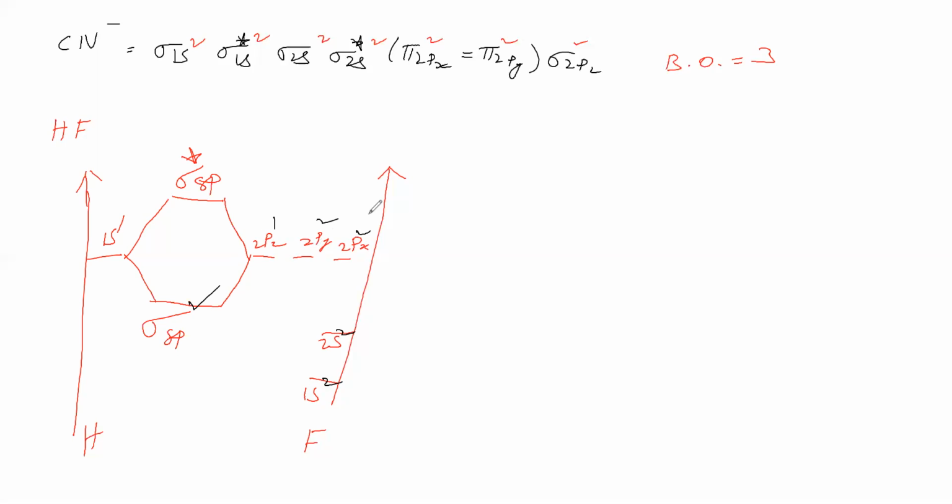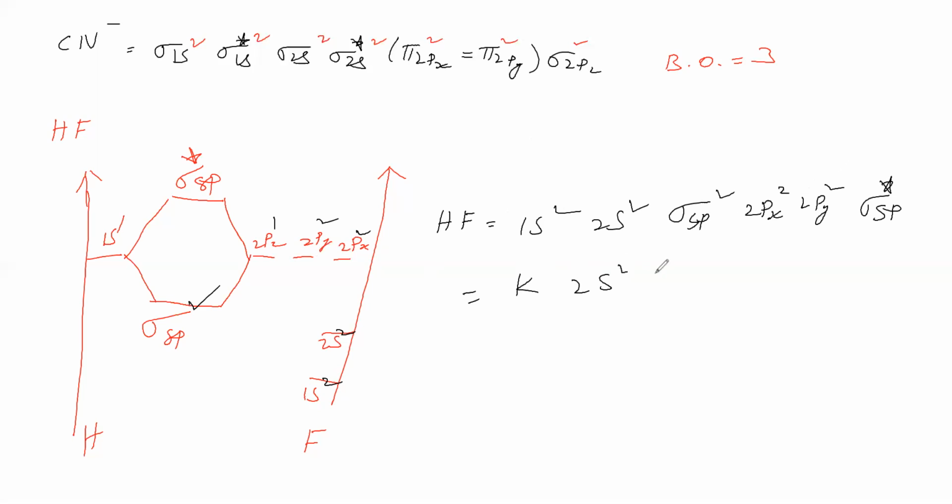So what is the electronic configuration of HF? For HF, we write 1s2, then 2s2, then sigma sp2, then 2px2 and 2py2, then sigma star sp, which has zero electrons. This 1s2 is called the K shell, then 2s2, sigma sp2, then 2px2, 2py2. So the HF molecule electronic configuration we have given.